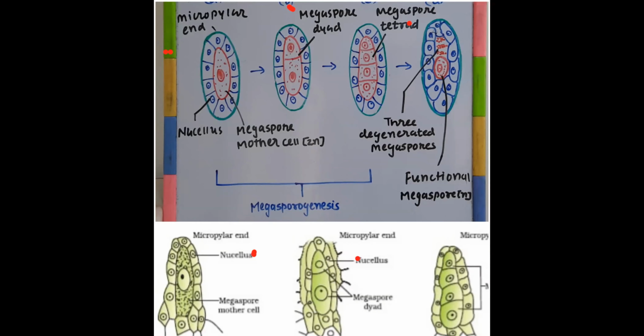Next. Which is the basal part of the pistil? Basal part of the ovary, basal part of the pistil, then it should be the which one? Ovary, right? Next.